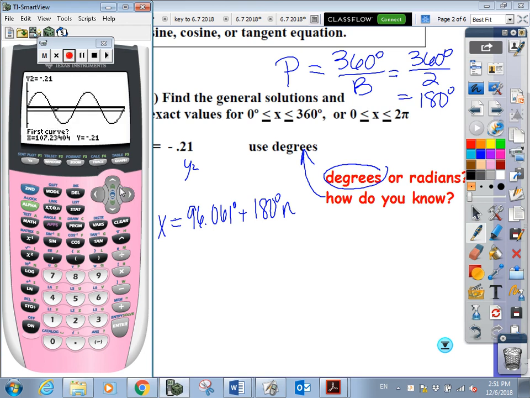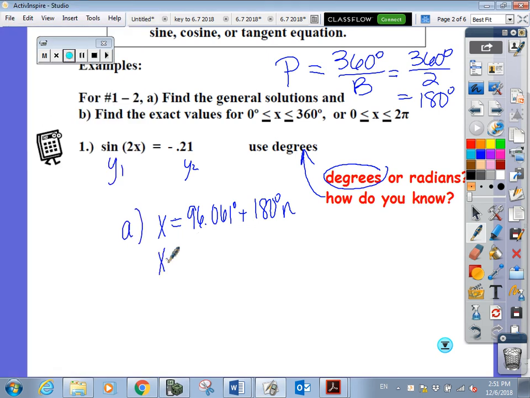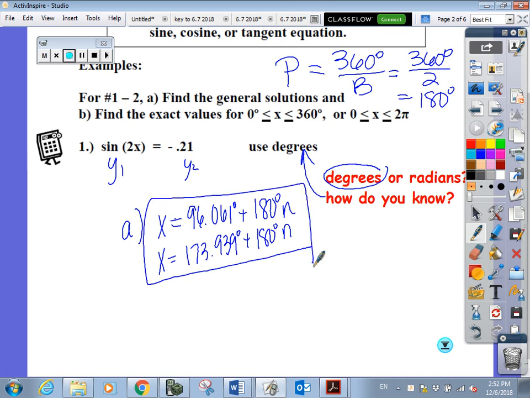But again, I wouldn't go to the other one because that one doesn't help us in our second answer that we're going to have in a second. So there's the next general solution. X equals 173.939 degrees plus the period n. Do not write any more general solutions or you'll be repeating answers and then you'll get a point off for not simplifying. Okay, don't write answers that repeat themselves.